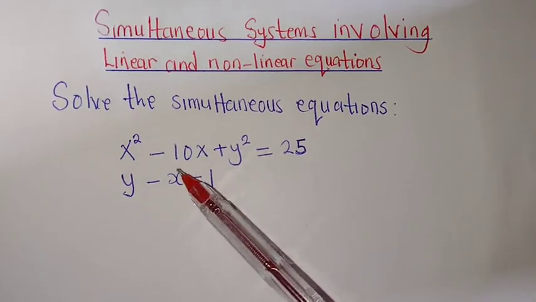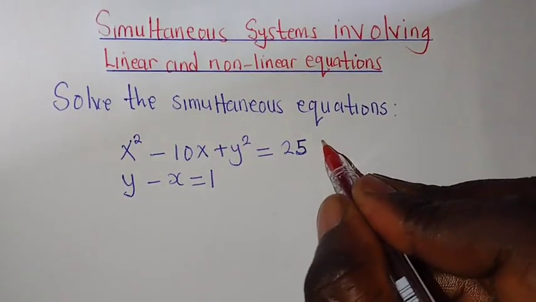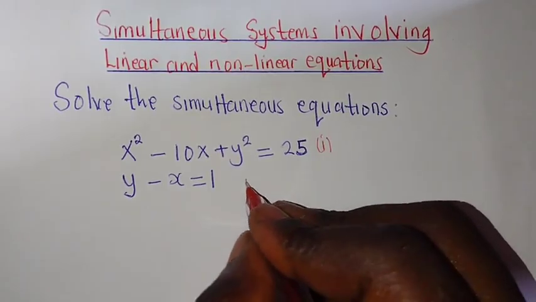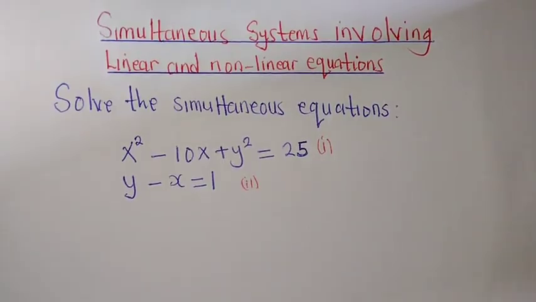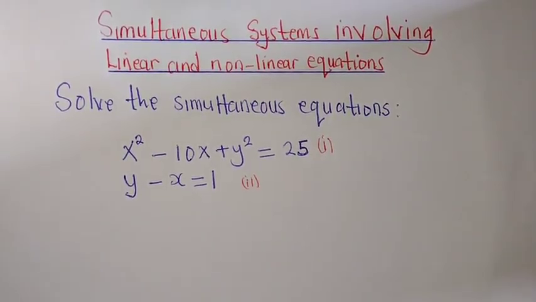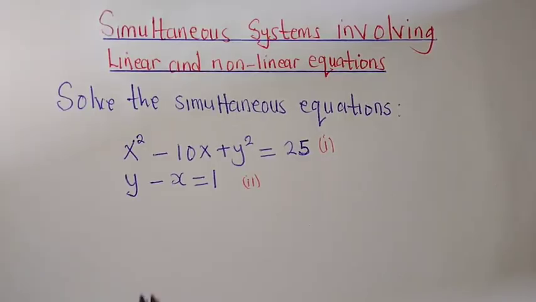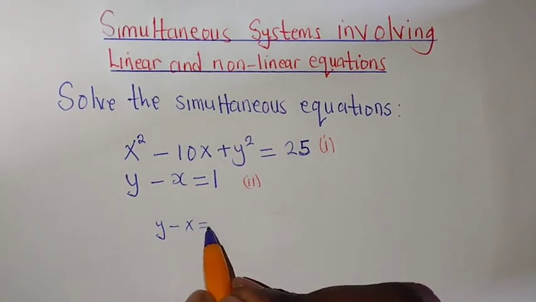So how can we find the value of x and y when we are dealing with these two types of equations? First thing, we can name these equations. We can name this one as equation 1, and we can name this as equation 2. Then next step, you need to inspect your equations. You see which one will be very easy for you to make one of the variables the subject of the formula. So we can look at y minus x is equal to 1.